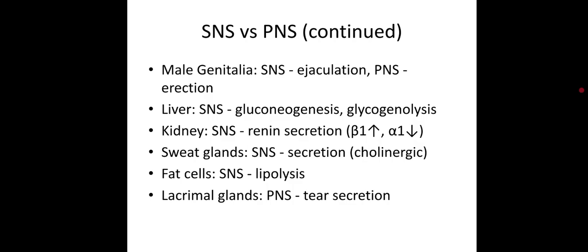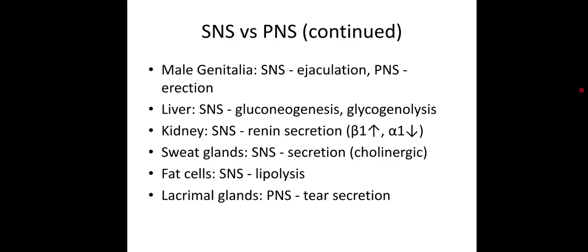What about male genitalia? In the sympathetic nervous system, there is stimulation of alpha receptors, alpha 2 receptors and alpha 1 receptors. As a result, there will be ejaculation. We have a drug known as yohimbine that acts on the alpha receptor, stimulating or causing the ejaculation of semen.